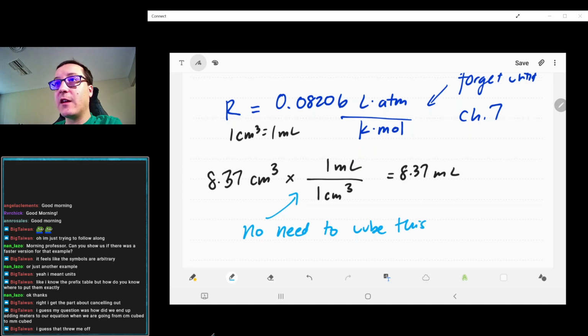Because we already had our cubic unit in there. All right, let's talk about doing the unit plans here. So when we're dealing with complex units.